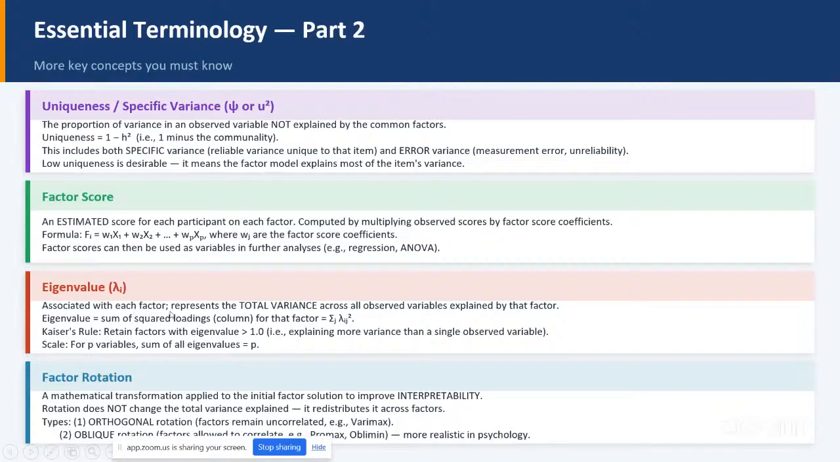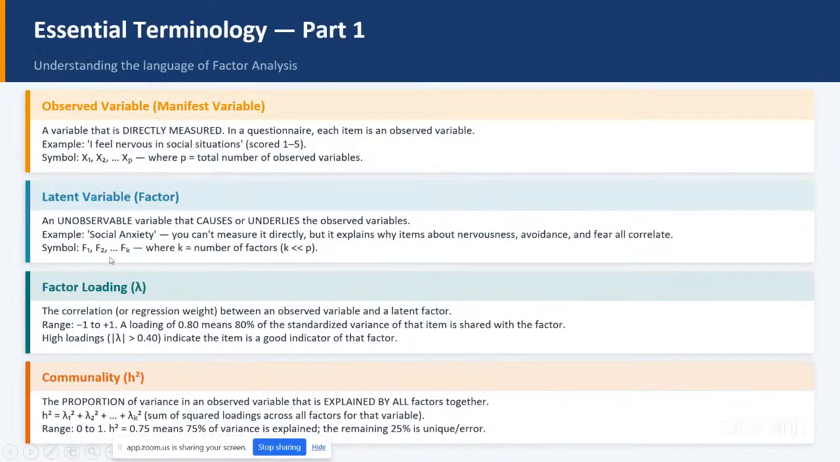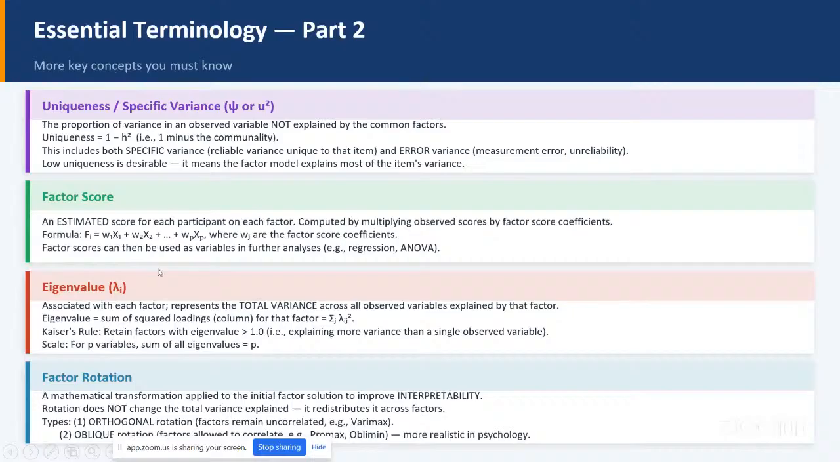The eigenvalue associated with each factor represents the total variance across all observed variables explained by that factor. What is eigenvalue exactly? The sum of squares of loadings. What are the loadings? These lambda values, the sum of squares of the loadings for that factor. The Kaiser rule will be explained again: retain factors with eigenvalue greater than 1, that is, explaining more variance than a single observed variable.